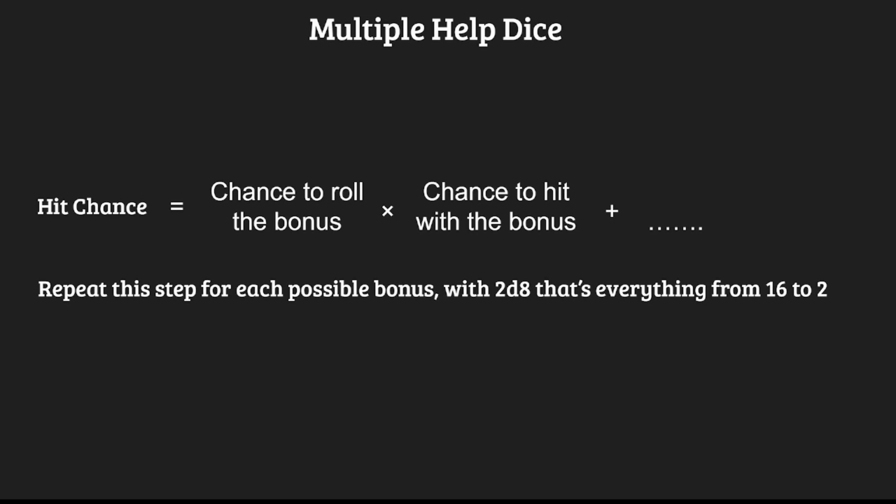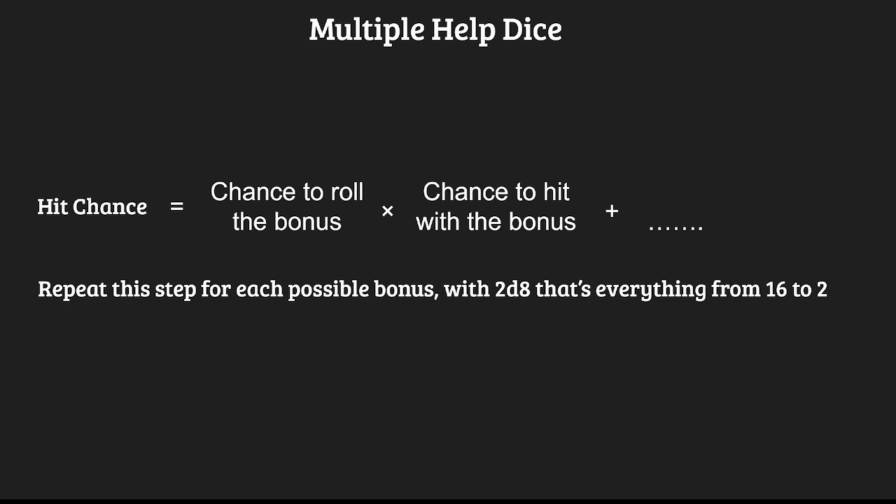And then I add the chance to hit when I'm rolling a 15, and then the chance to roll a 15 on the help die, and then the chance to hit with a 15. And I go through and I add up all of these chances. So obviously this would look really long if I try to lay it out here. There's a lot of probabilities I have to add up, but it's not particularly complicated. It's just a lot of math.